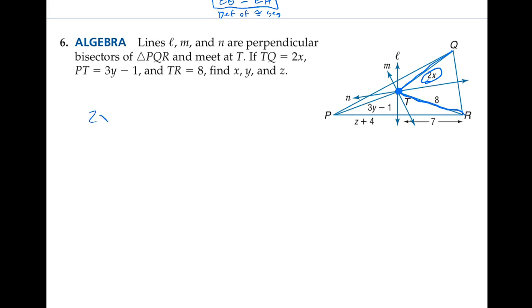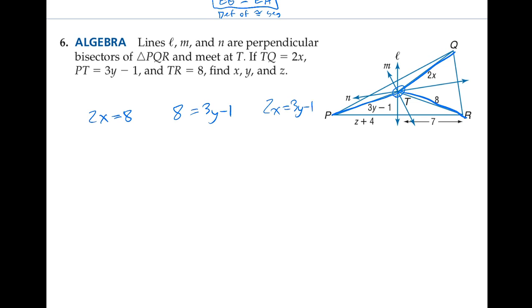So that means 2x equals 8. Okay, let's see what else we could find before we just go ahead and solve. Well, that also means that point is equally distant from all 3 vertices. So just like we said that, it's also the same distance as here. So we know that 8 equals 3y minus 1. And we could even say that 2x equals 3y minus 1.